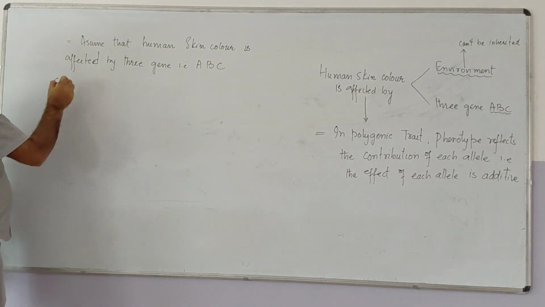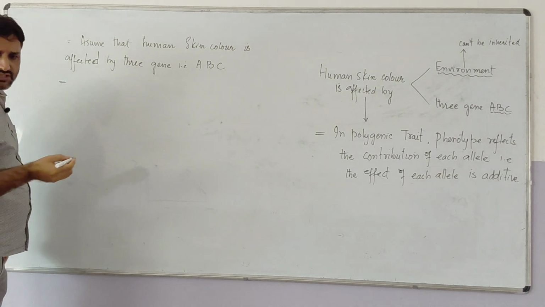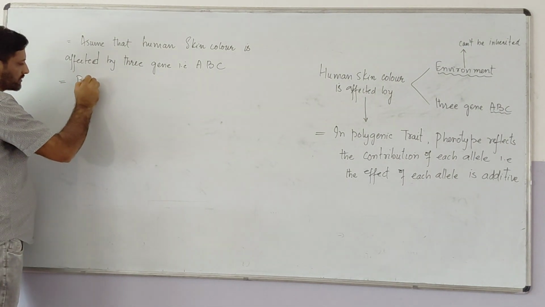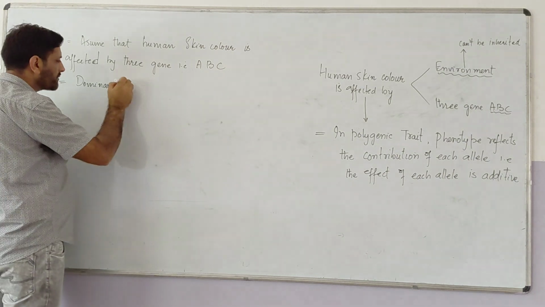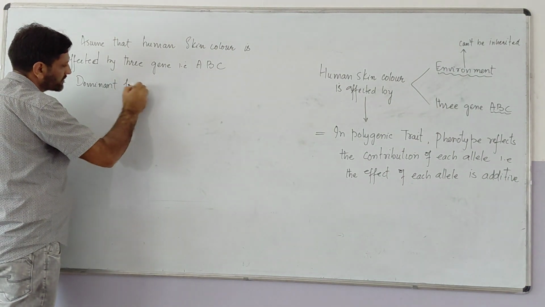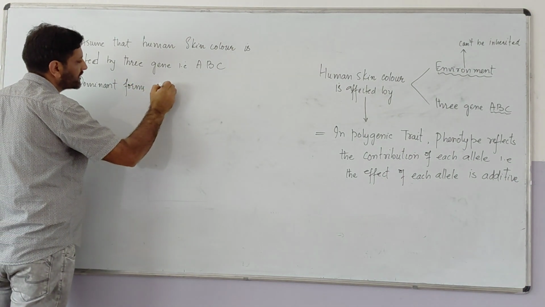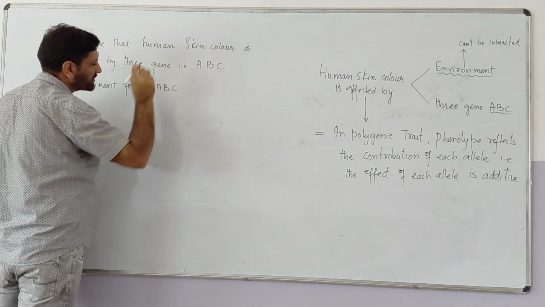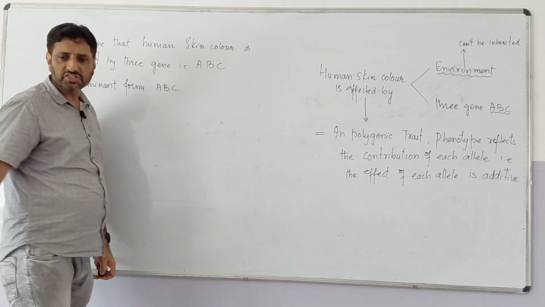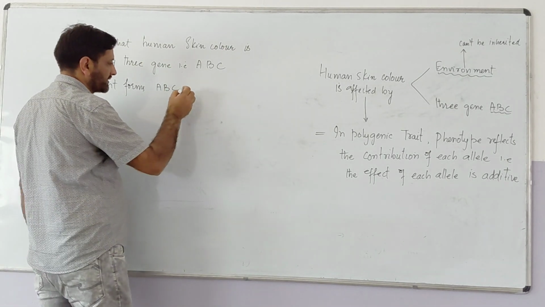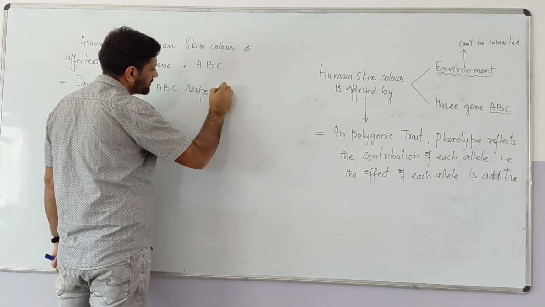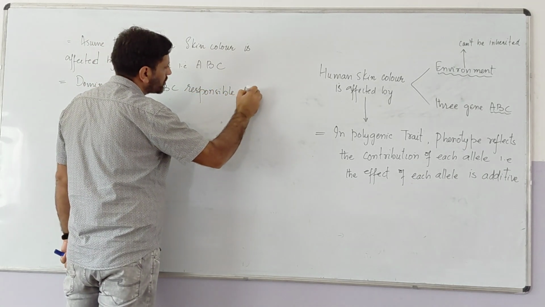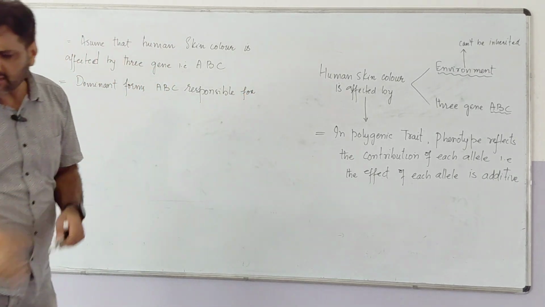So their dominant forms, capital A, capital B, capital C, are responsible for dark color.